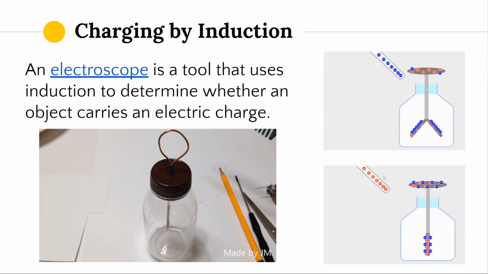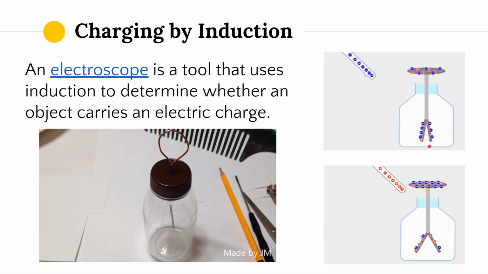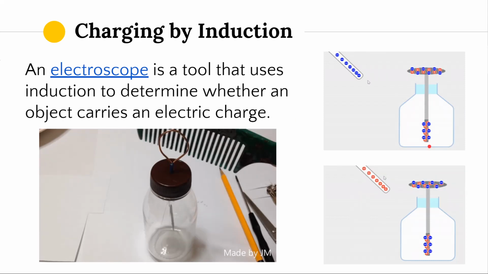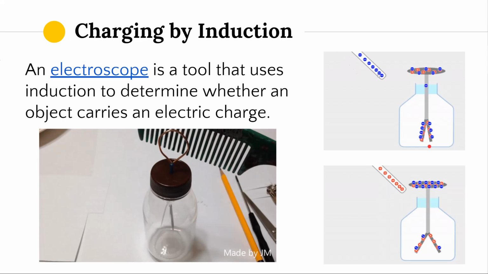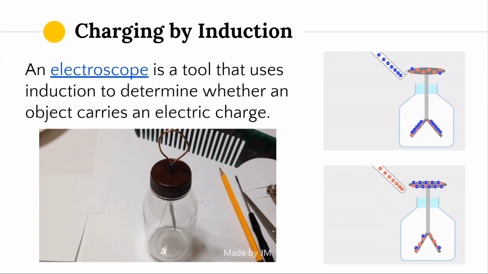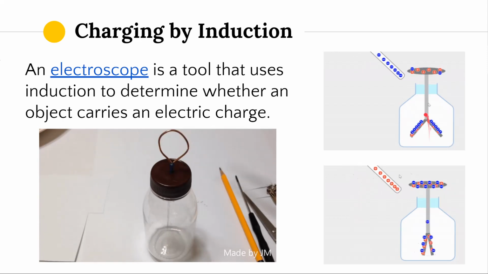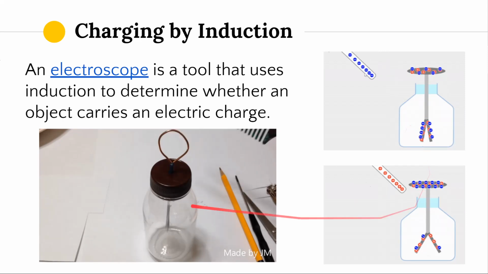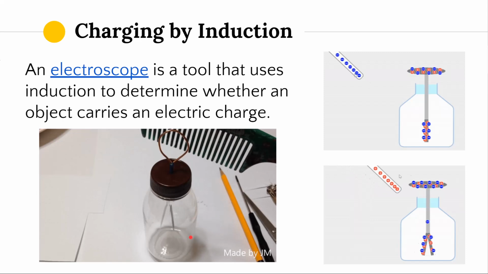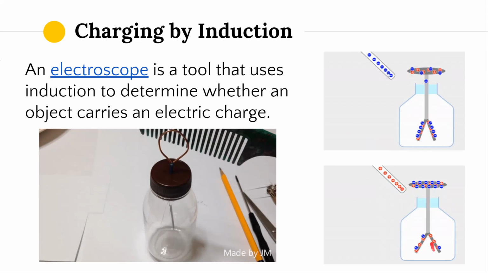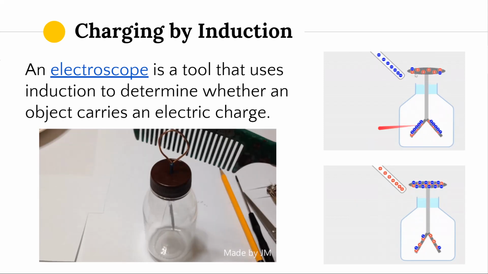You'll notice they look exactly the same, the leaves move in both. You don't know if the object is positive or negative. All you know is that the object has a charge. So an electroscope will tell you if you have a charged object. It won't tell you if the charge is positive or negative because it looks exactly the same when we look at what's happening, because we can't obviously see the charges moving in real life like we can in that simulation.